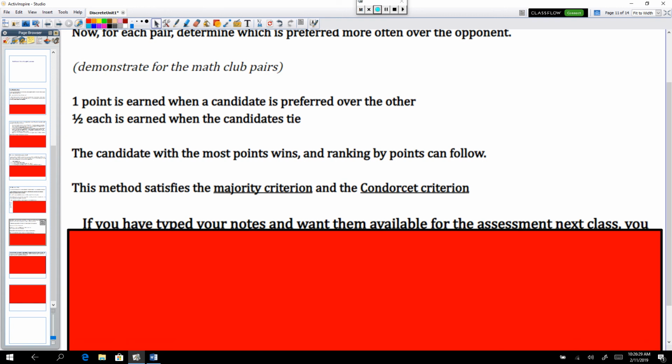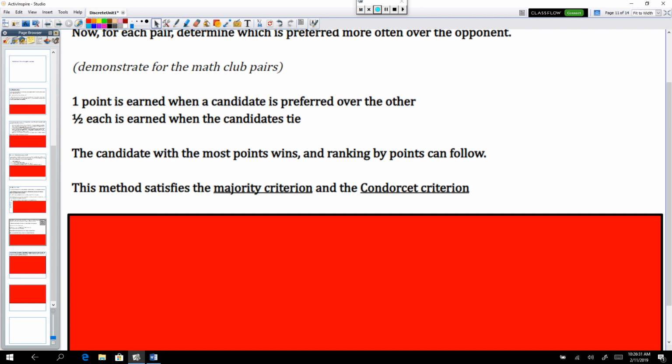All right, you will be able to use these notes when you take the assessment. Go ahead and try your practice test now and let us know if you have questions.